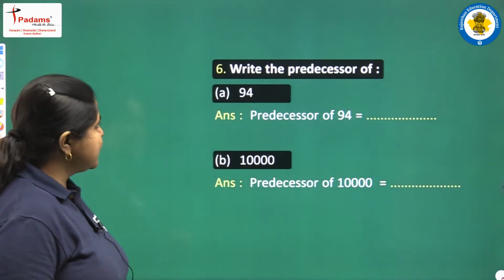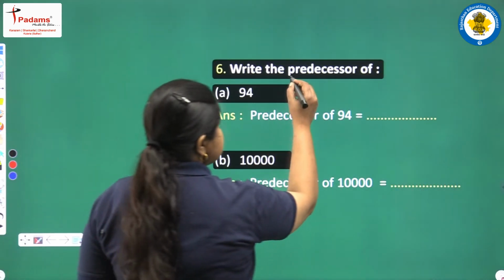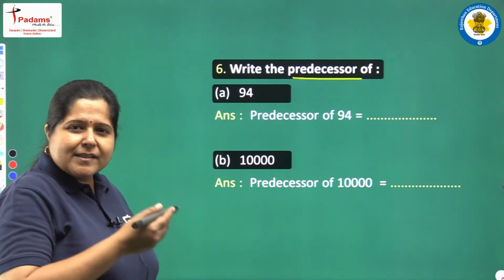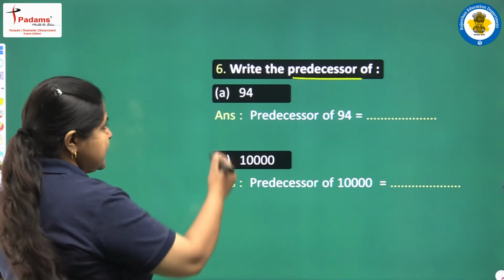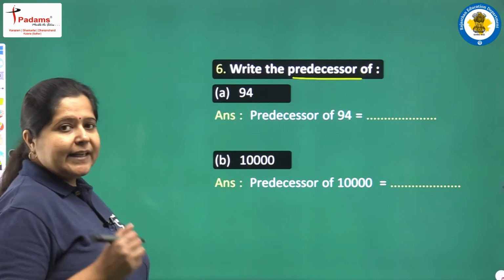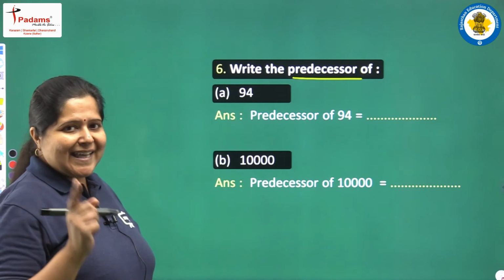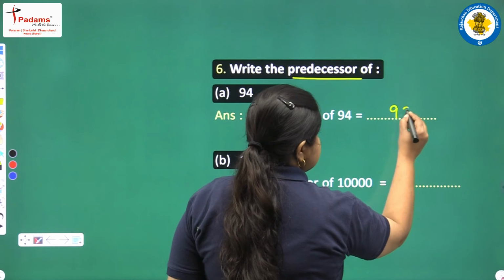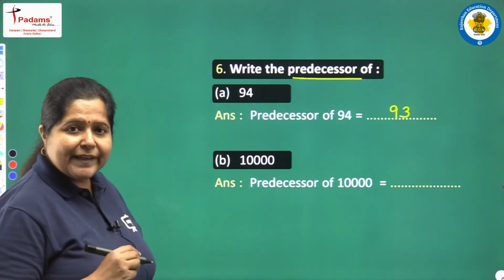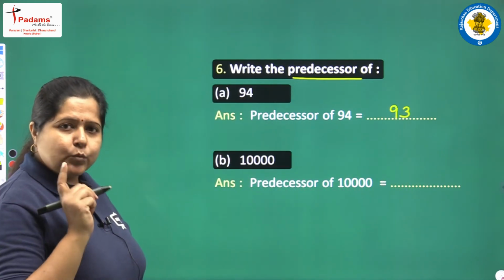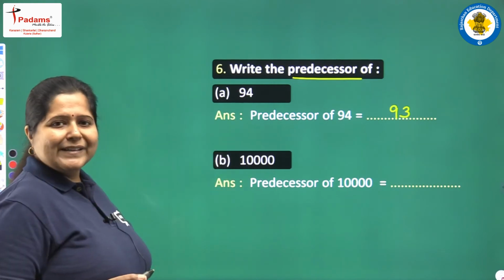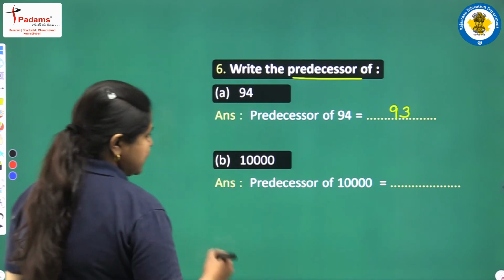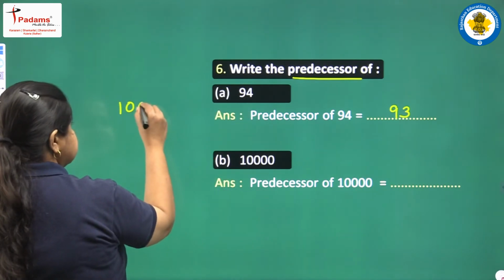We move on to question number 6. Write the predecessor. Now we need to find the predecessor, meaning the number coming just before the given number. So we have 94, and clearly what comes before 94? Yes, it's 93. So the predecessor of 94 is 93. How do we get it? Simply subtract 1 from 94, you will get 93. Then the predecessor of 10,000. Let us subtract 1.